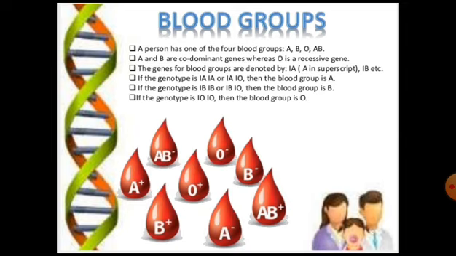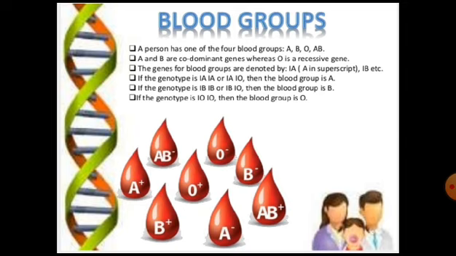A and B are codominant genes. That means both are present in a dominant state, but one influences the dominance of another. Whereas O is a recessive gene. The genes for blood groups are denoted by IA, where A is a superscript, and IB. If the genotype is IA IA or IA IO, then the blood group is A.